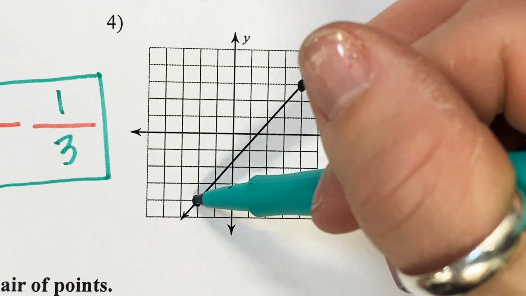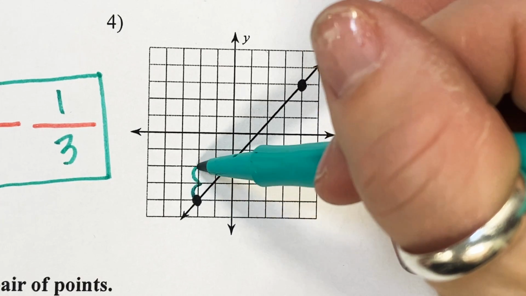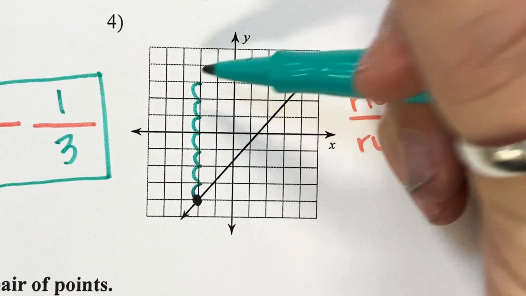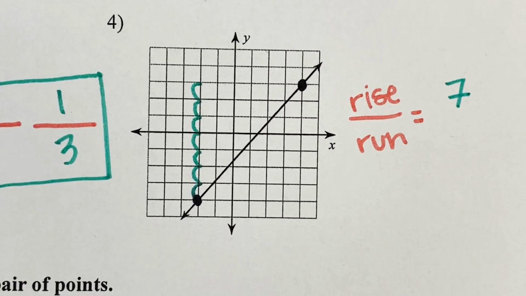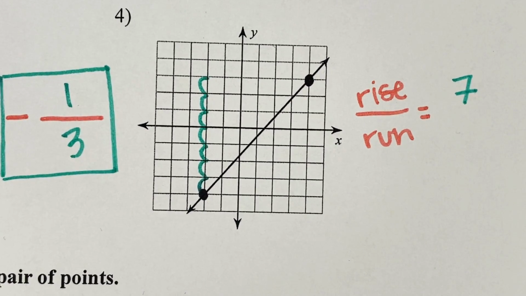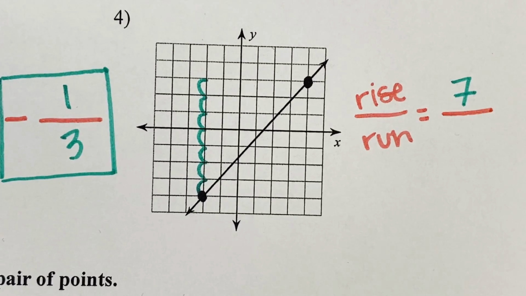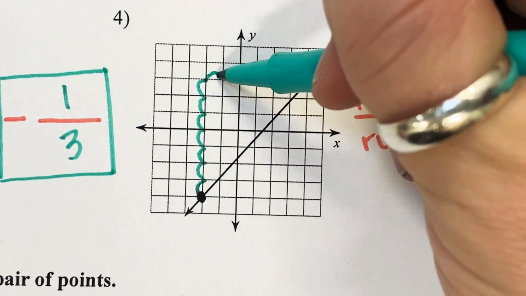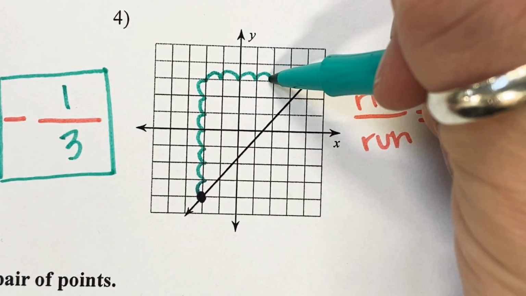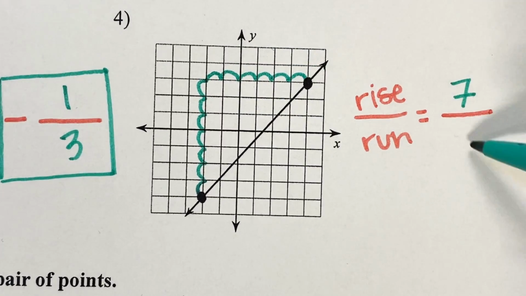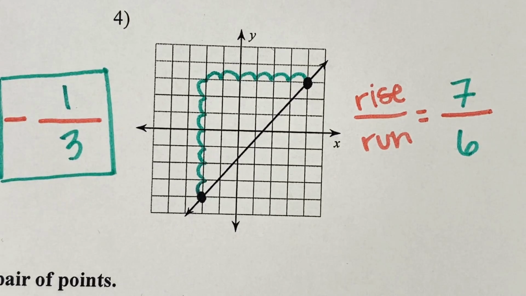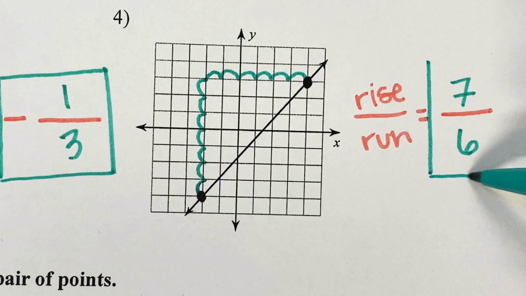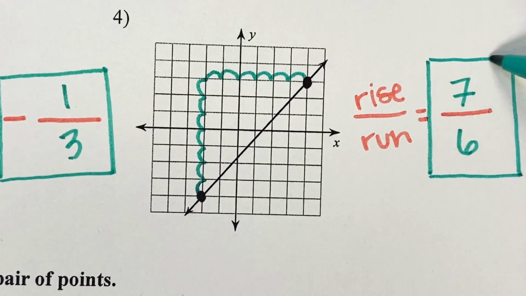So from our lowest point, we're going to rise 1, 2, 3, 4, 5, 6, 7. So we're going to rise 7, and then we need over our run. So from this point, we're going to run 1, 2, 3, 4, 5, 6. So our slope for this one is 7/6. We cannot reduce it anymore, so that is our slope.